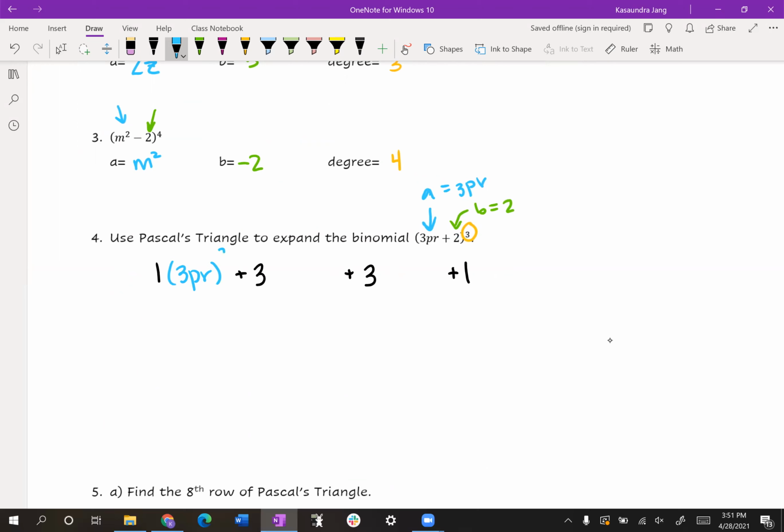It was cubed. And then I've got a 3pr squared. It's going down by an exponent. 3pr to the first, which I don't need to write an exponent. And then I've got none of them here, 0 of the 3prs.